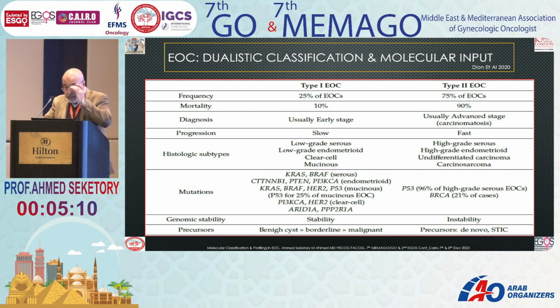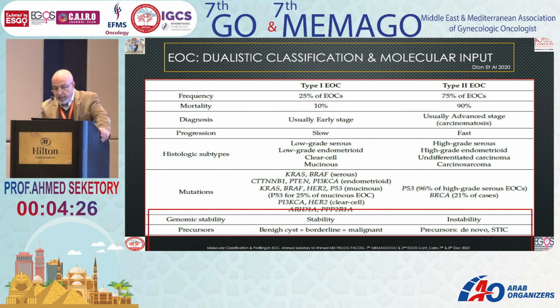As you can see here, if we separate these two groups, you find that the mortality is 10% in type 1, overall I'm talking about, but 90% in type 2. Type 1 is usually early stage, apart from the low-grade serous carcinomas, but type 2 is usually advanced stage, like carcinosarcomas and high-grade carcinomas. The progression is slow in type 1 and fast in type 2. These are the genes here, and the main genes in type 2 are P53 and BRCA1 and BRCA2, amongst other genes, with genetic instability, and they arise de novo or from STIC.